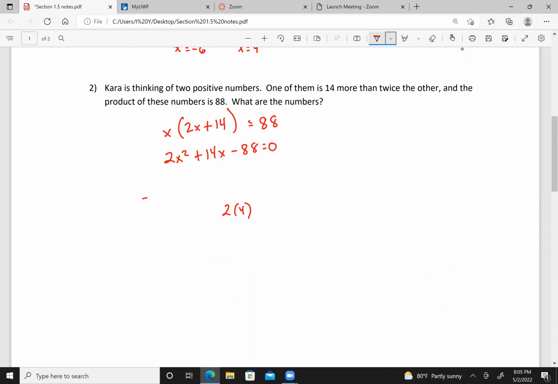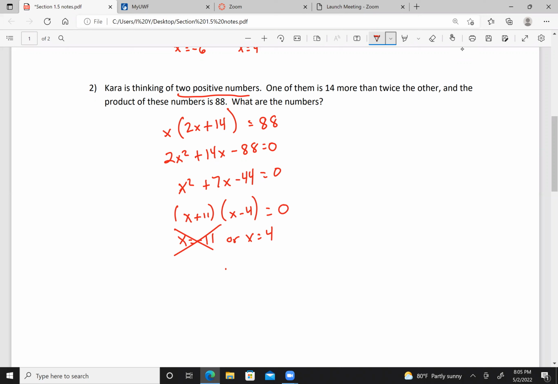So this makes this a whole lot different. Now again, I can go ahead and divide by 2 and get x squared plus 7x minus 44 equals 0. And now I can see this as x plus 11 times x minus 4 equals 0, which means that x equals negative 11 or x equals 4. Now, two positive numbers. So x cannot be negative 11. So 4 is one of them.